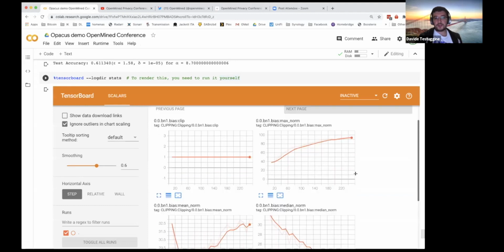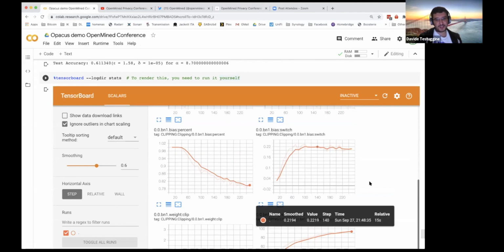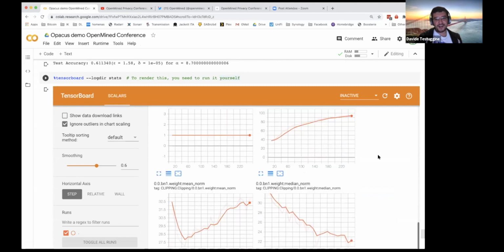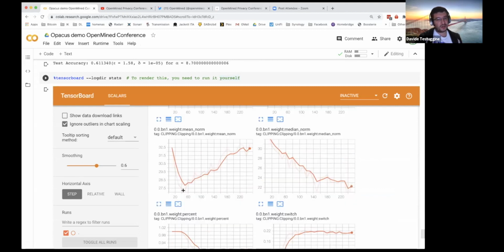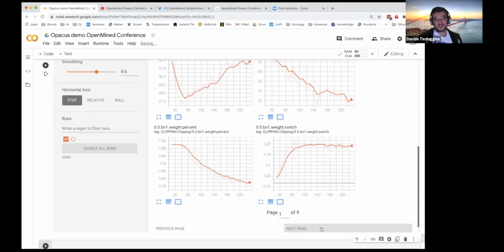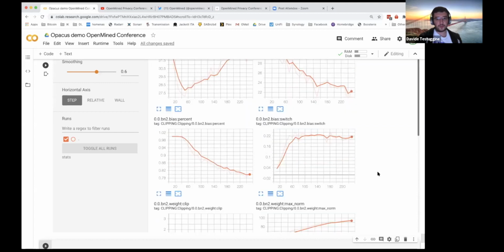So this one is literally going parameter by parameter. We're looking at the bias of the first batch norm. This is why it was so slow. We're looking at the weight tensor of the first batch norm, what's the maximum norm, what's the median norm, and so on. This is something that we just wrote in there, but of course you can change it to whatever you prefer.